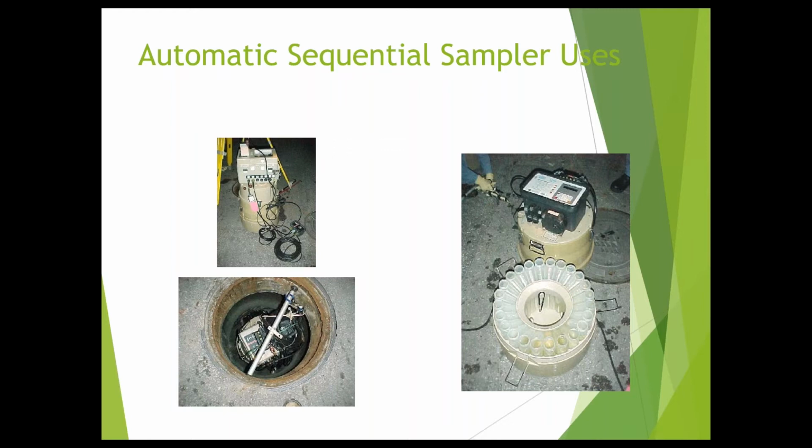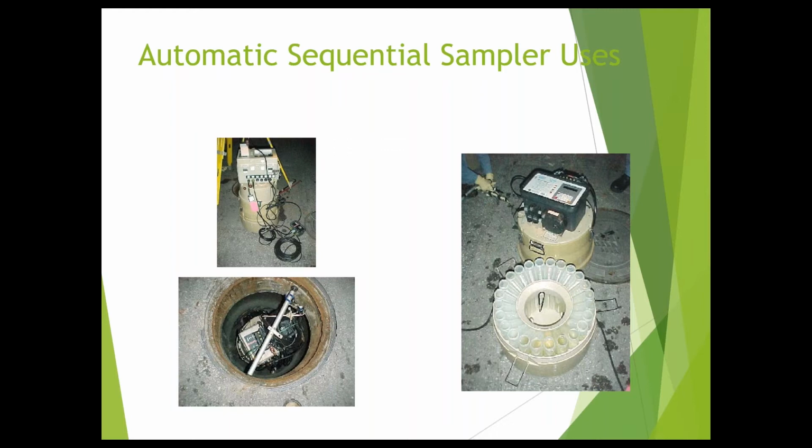Automatic sampler uses. So here, we'll start with the photo on the right. You'll see there, that's the base of the sampler, which has multiple containers. We could use this to do flow proportion sampling. We're going to talk about that in a minute, where you put the same volume in each one of those, and if you measure your flow, you can proportion it out into your larger composite container.